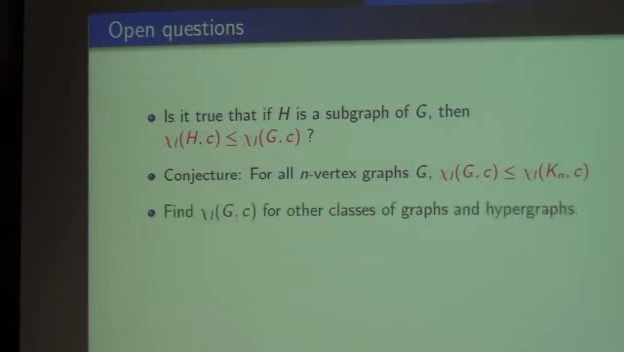Next one is to find it for other classes of graphs and hypergraphs. I don't know which one to pick, because in the literature the choosability of other classes of graphs is not known much. We just know it for maybe Kneser graphs and a few others. It's very hard to do for other graphs and hypergraphs, so I don't know which one to pick next.